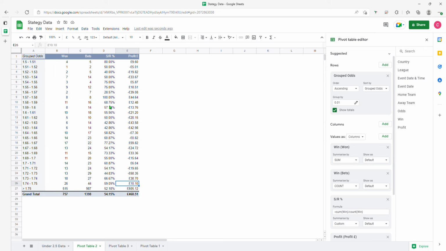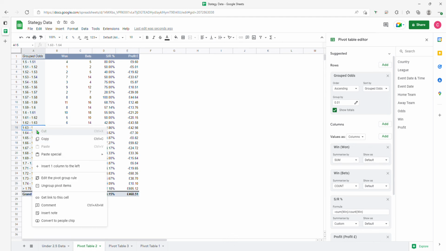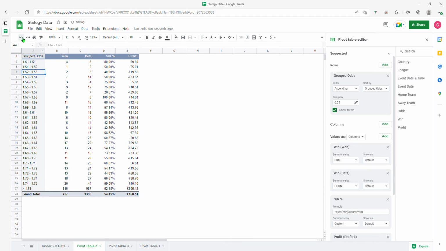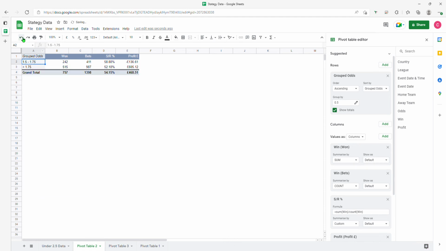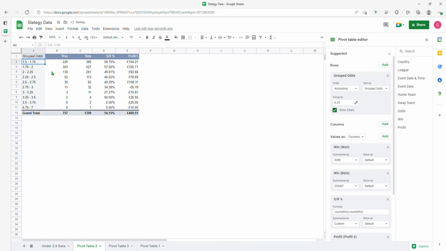But I think that can just be down to luck. Overall we're losing in this category, so I'm happy to ditch the whole lot and start at 1.75, or if we wanted to start at 1.73. Okay, so that's how. Just put this back. Actually, I'll probably just click undo twice. Right, so just put that back.